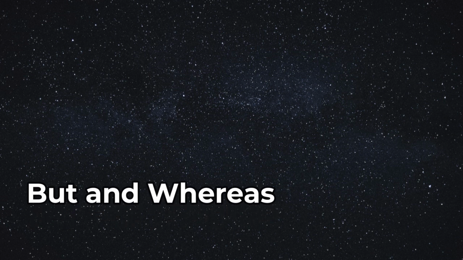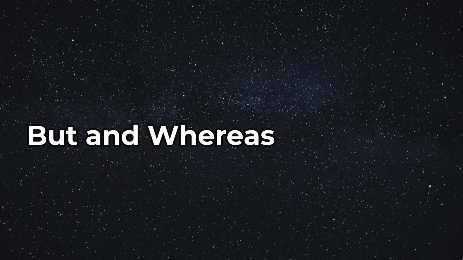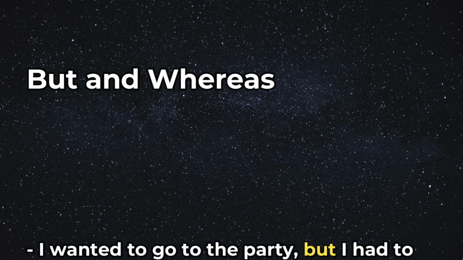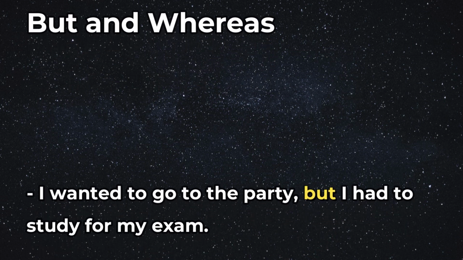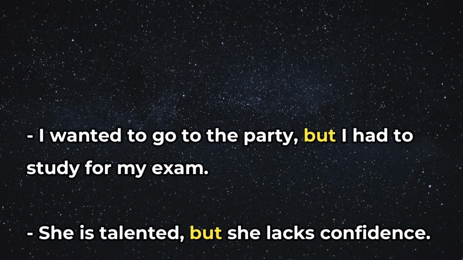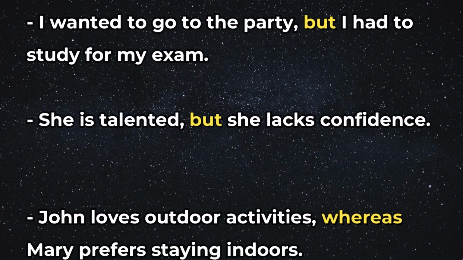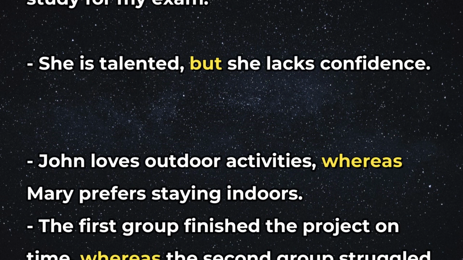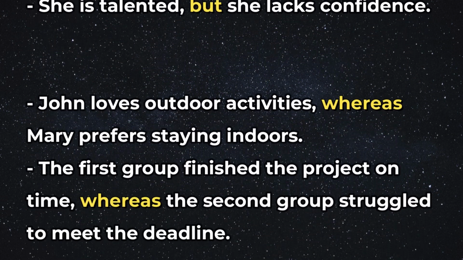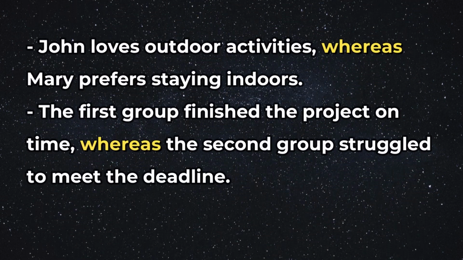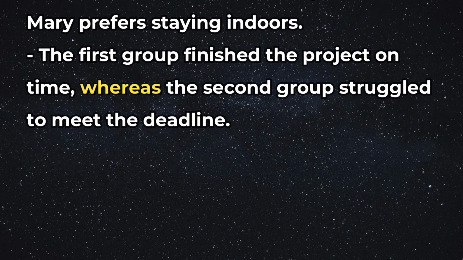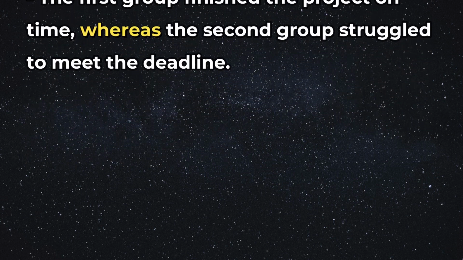But, whereas. The conjunction but is commonly used to introduce a contrast or exception to the preceding information. It indicates a contradiction or opposition between two ideas or clauses. Simply put, the word but is a special word that we use when we want to show that two things are different or opposite. It helps us to say that something is not like what we said before.